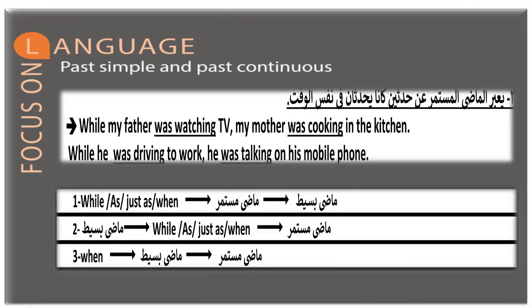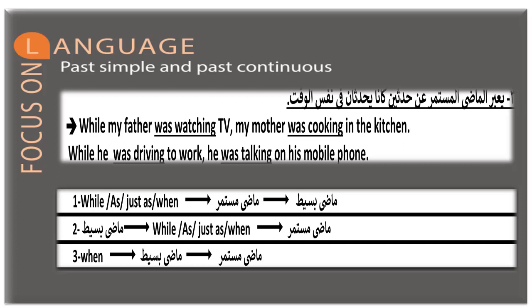بيعبر الماضي المستمر برضو عن حدثين كان يحدثان في نفس الوقت. While my father was watching TV my mother was cooking in the kitchen. هم الحدثين was watching was cooking، مفيش حدث قطع الآخر. While he was driving to work he was talking on his mobile phone.